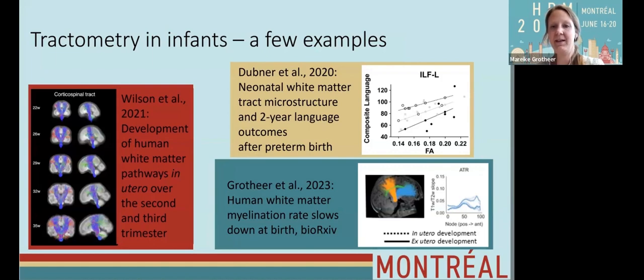Finally, in my most recent study, we found that white matter myelinates faster in utero than ex utero, and that this difference in myelination rate can explain the delayed myelin growth seen in infants born preterm. This is by no means an all-inclusive list, and there's much more exciting research out there, but I hope that these examples could pique your interest.